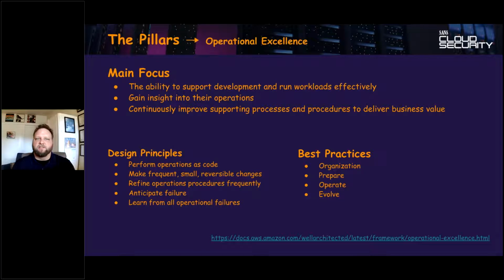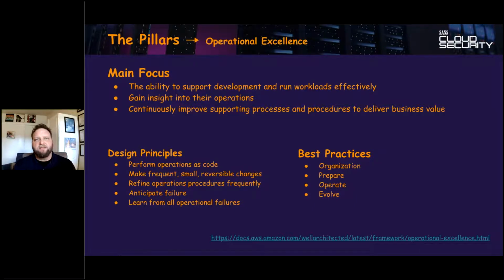So the operational excellence pillar includes the ability to support development and run workloads effectively, gain insights into their operations, and to continuously improve supporting processes and procedures to deliver business value. While all of the respective design principles and best practices for each of the pillars are important, I will call out ones along the way that I believe are particularly important and or how they might help security.